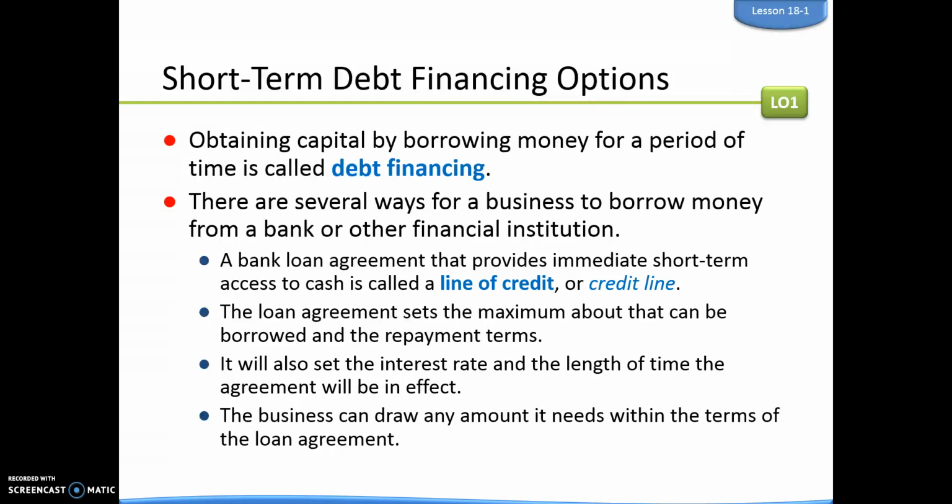A bank loan that gives us immediate short-term access to cash is called a line of credit, or sometimes referred to as a credit line. And essentially what this loan agreement does is it sets up a maximum amount that can be borrowed and the repayment terms. It's also going to set an interest rate and the length of time for an agreement. And then the business can draw on that amount anytime it needs to. So you don't have to continually go back to the bank for this. It just essentially is an account of yours, and you can borrow from it at any time. You have to pay it back within a certain amount of time, but it's kind of like a credit card through the bank, essentially, in that you can continue to use that amount again and again if need be.